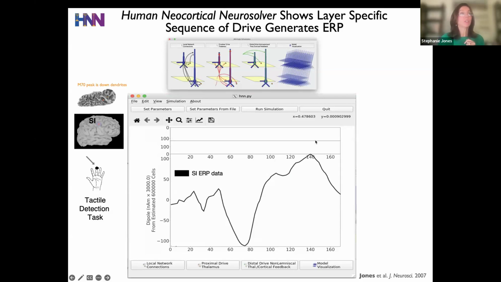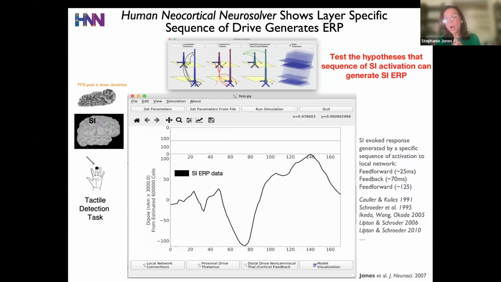Then we went to the literature. And there's a lot of literature on how sensory evoked potentials, ERPs, are generated. What the literature suggests is that there's a sequence of activation to the local cortical circuit. At approximately 25 milliseconds after you tap the finger, you get a feed-forward input, a barrage of input to the local cortical circuit that comes through this feed-forward pathway.